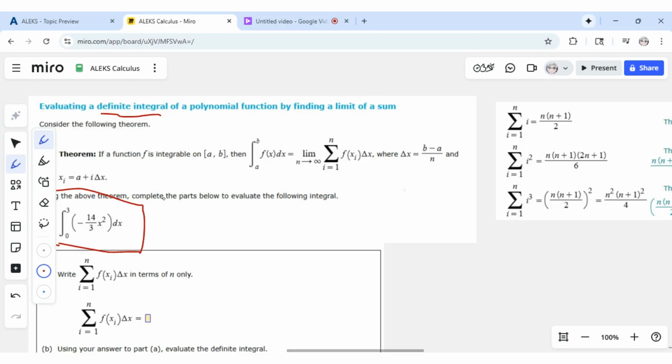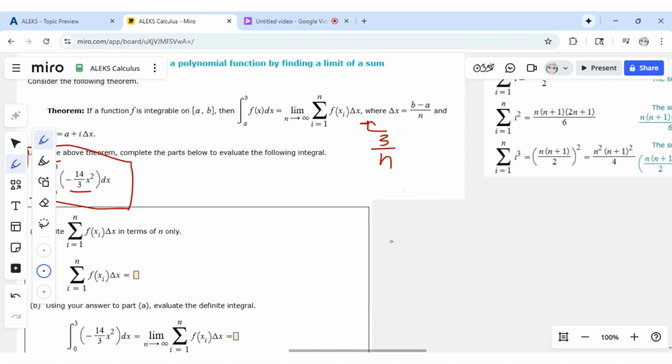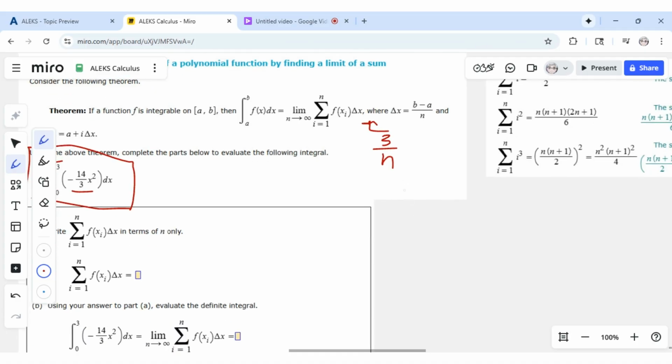So in this case, to get the width of the rectangle, we're going to take the width of our interval, which is from 0 to 3 here. That's 3 wide, and put that over n, because the width of the whole thing divided by the number of rectangles is going to get you the width of a rectangle. So this goes in here. Okay. What goes in here is our function, because that's going to give you the height of the rectangle. So we're going to have negative 14/3 times x sub i squared, and then times that delta x, the width of the rectangle, which is 3 over n.